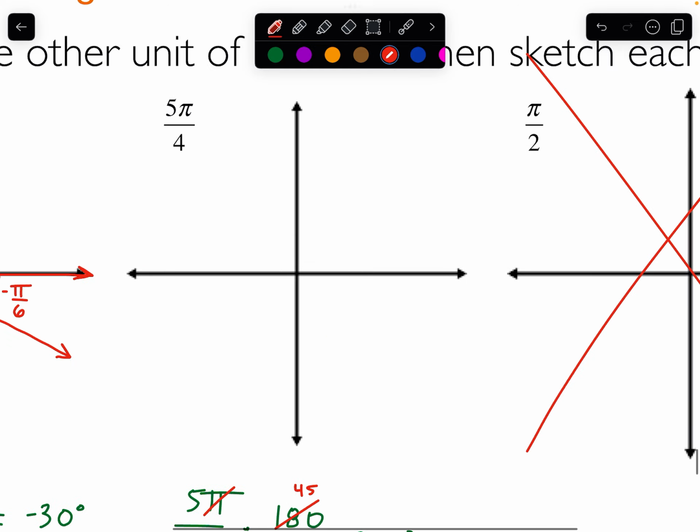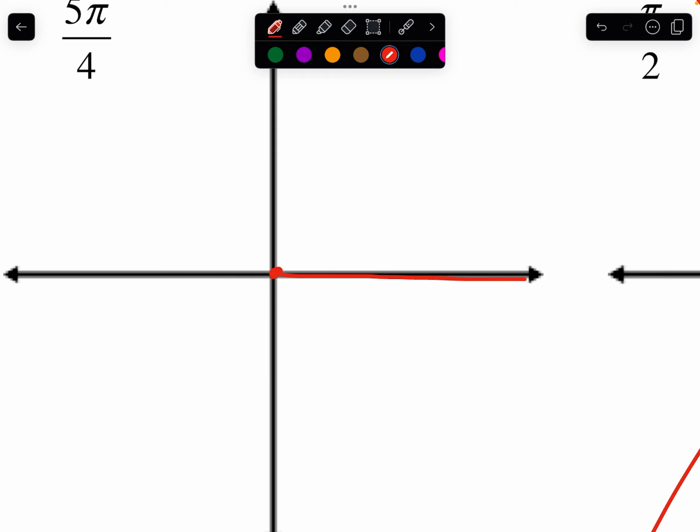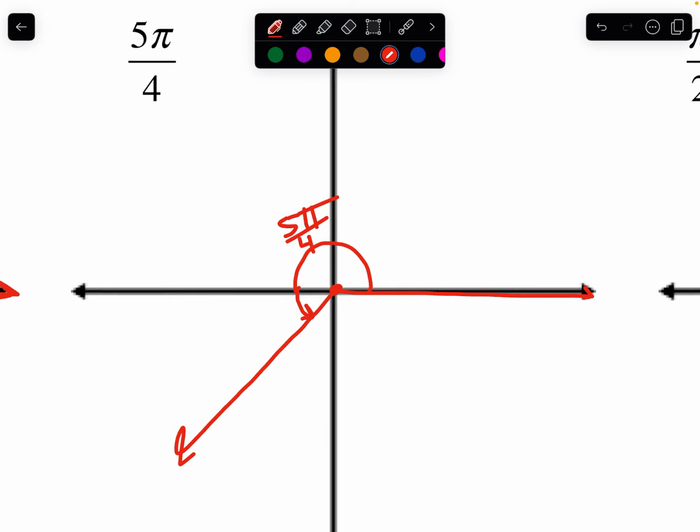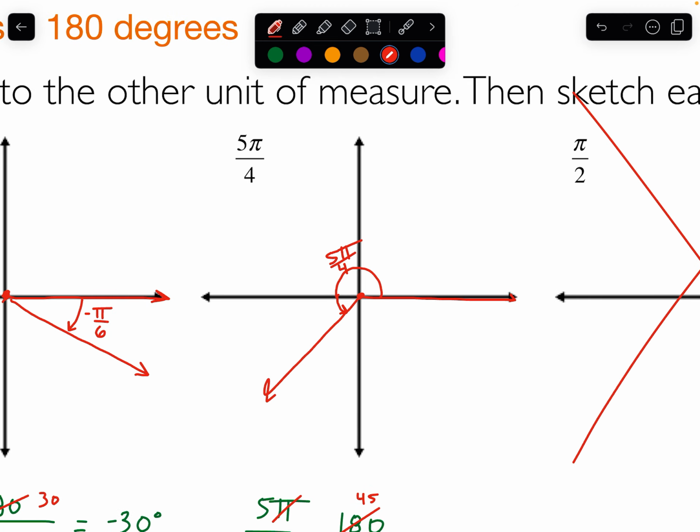Let's sketch in that angle of rotation. Here's that initial side. Using our benchmarks, this much is 90. 90 more is 180. 225 would be 45 more than that. So I have to go halfway through that next quadrant to get to my terminal side. So there is 5 pi over 4 radians sketched as an angle of rotation.